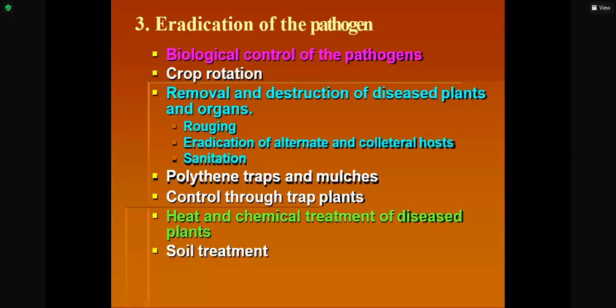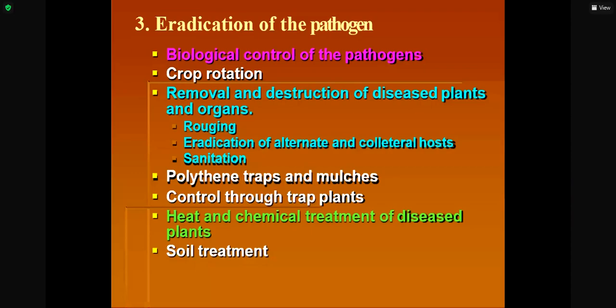Rogueing, that is the destruction of the diseased plants from the field. Then we can eradicate the alternate host and collateral host. You know about alternate and collateral hosts from level 2. Then we can go for sanitation. That is, after harvesting, some plant residues or crop residues still remain in the field. So the pathogen can survive in the plant residues after harvesting. So we have to clean those remaining plant parts after harvesting.